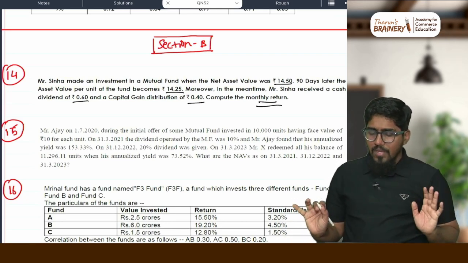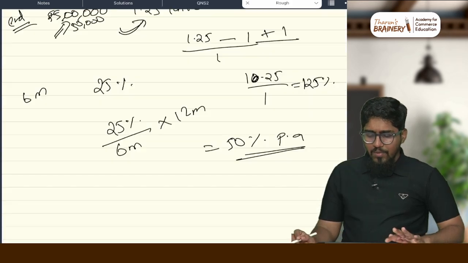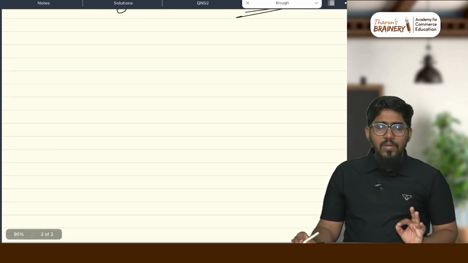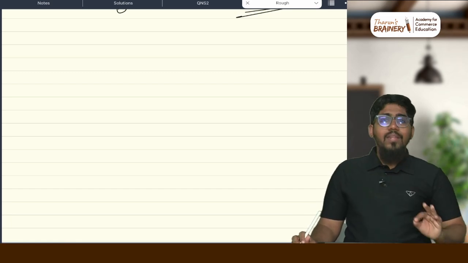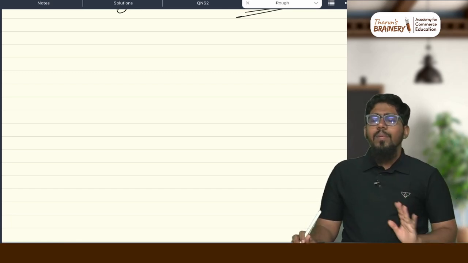Sir, how to solve this? Okay, how to solve this? See, the first one, roughly I'm just telling. First one, you all know what the formula is. What is the formula for return from the funds? NAV at the end minus NAV at the beginning plus any distributed income divided by opening NAV.